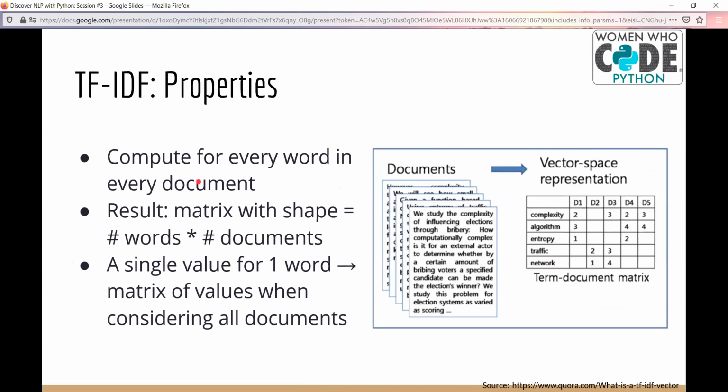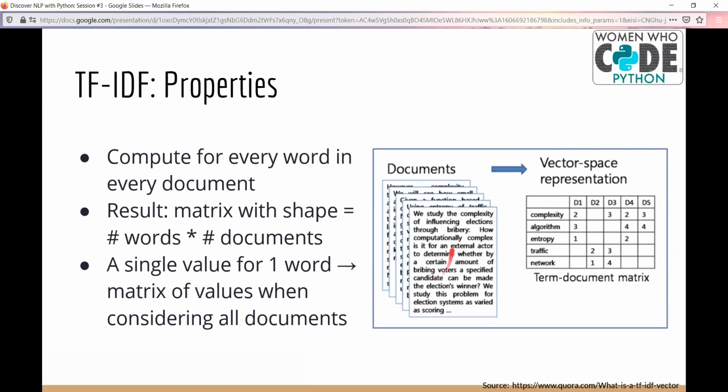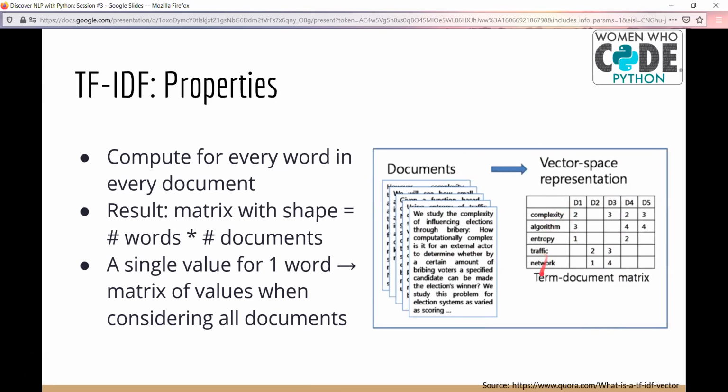The property of this particular technique is that it is computed for every word in every document, and the final result that we get is a matrix with the shape words by documents. So this is what the final shape of the matrix would look like. And a single value for one word would be a matrix of values when considering all the documents. So this was a document, and in the vector space representation, this is how the term document matrix would look. These are the separate words or tokens, and these are the document frequencies.